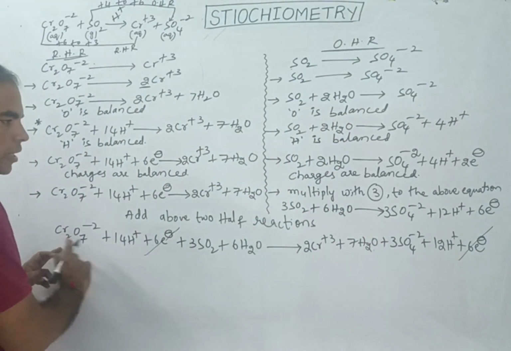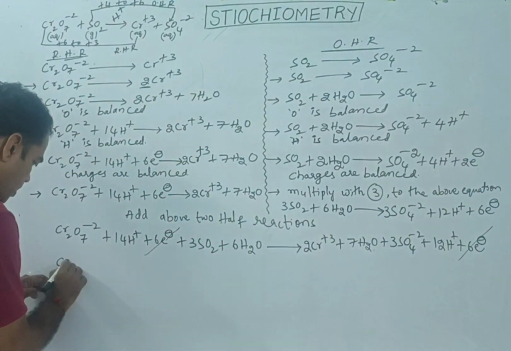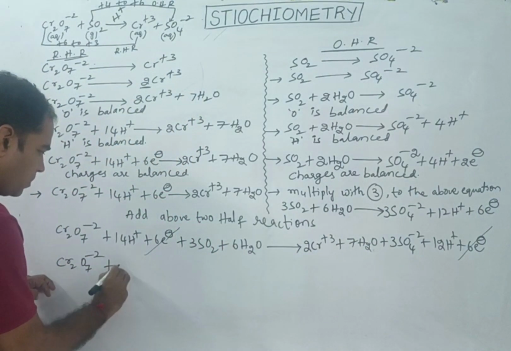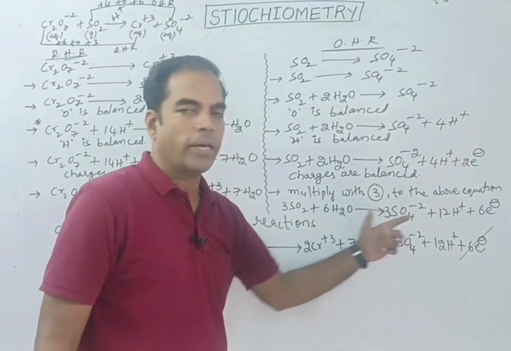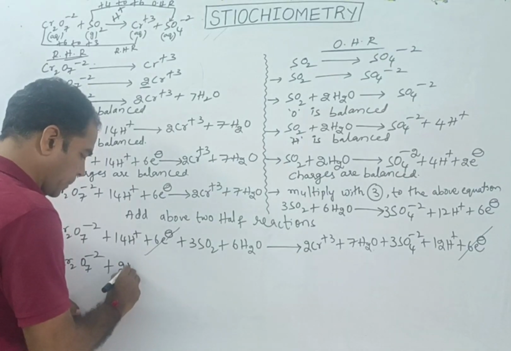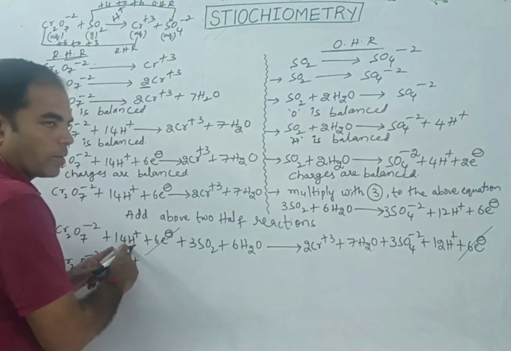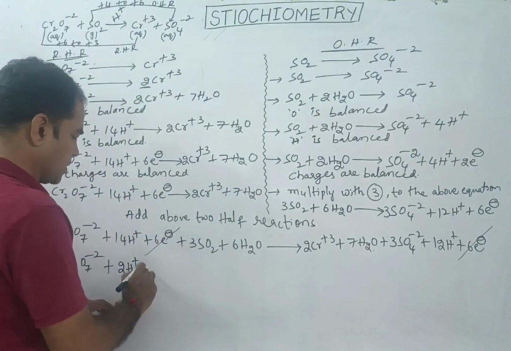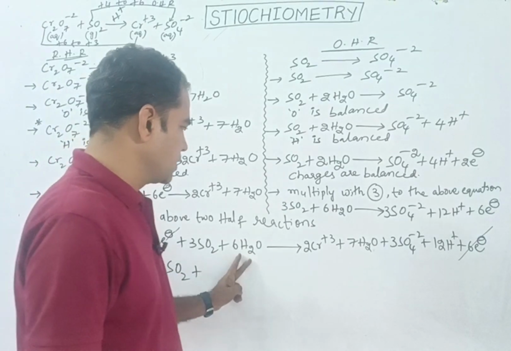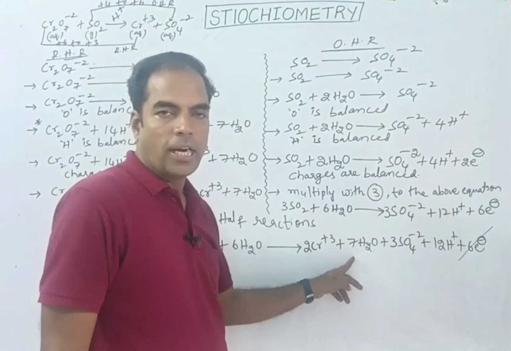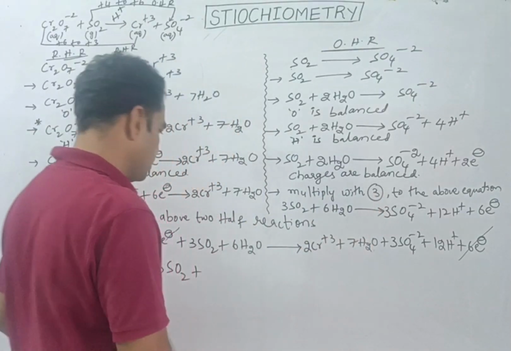Right? Next, Cr2O7 minus 2: observe, is the Cr2O7 minus 2 term present on the right side? No. As you have to write, Cr2O7 minus 2 plus 14H plus. Observe here any H plus ions? Yes, 12H plus. 14 minus 12, that means 2H plus. You have to represent it on the left side because 14 is the larger number. The 6 electrons cancelled. 3SO2. Observe here 6H2O, 7H2O. Here 7 is a larger number. 7 minus 6, that means 1H2O. 1H2O represent on the right side.